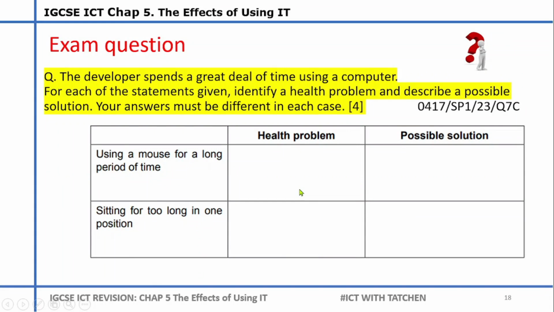Now we have an exam question here just to test what we just saw. That's the placement paper for 2023, question 7C. A developer spends a great deal of time using a computer. For each of the statements given, identify a health problem and describe a possible solution. Your answer must be different in each case. So they want you to identify a health problem from the person using a computer for a great deal of time, and next they want you to describe a possible solution for the problem you identified.